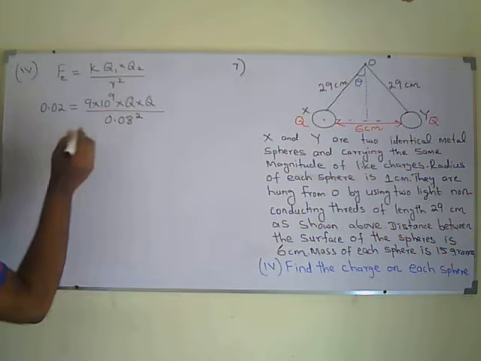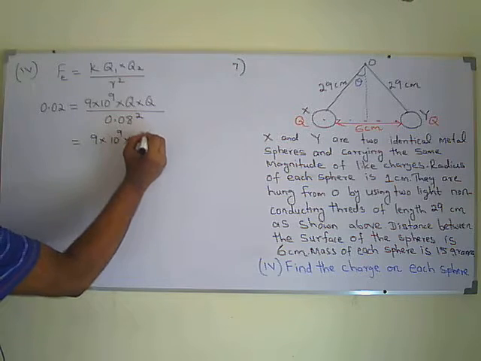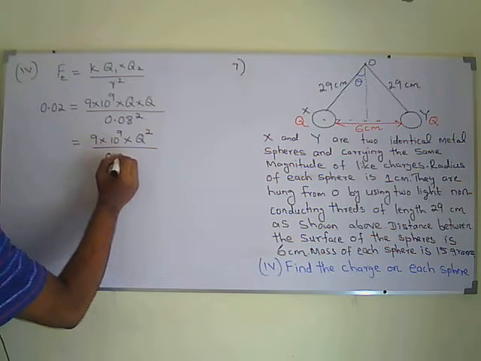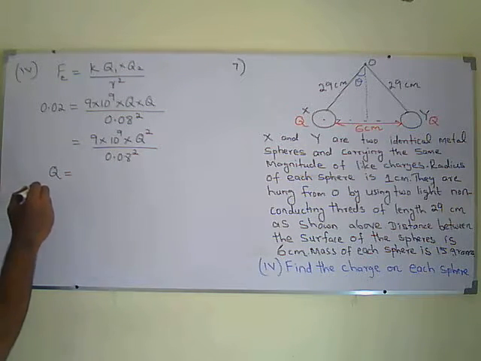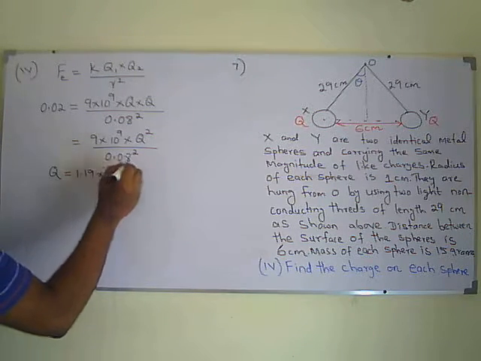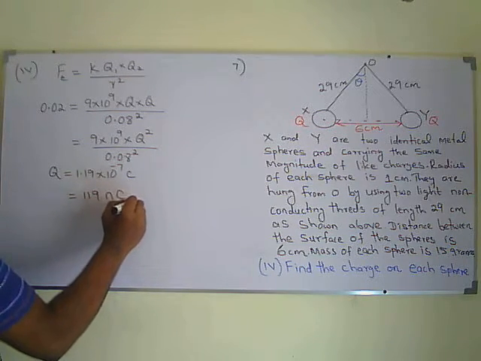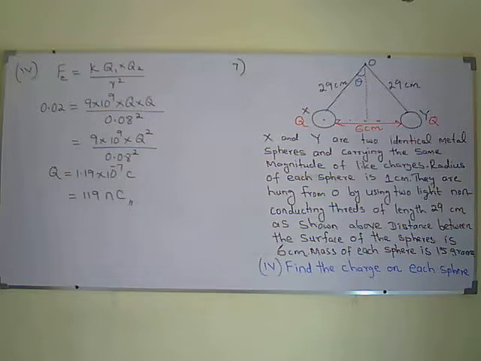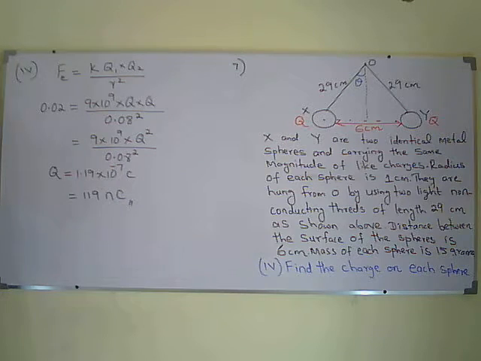So if you want, I can write that step again: 0.02 equals 9 into 10 to the power 9 times Q squared divided by 0.08 squared. Solve it, find Q, and you will get 1.19 into 10 to the power minus 7 Coulomb, or I can say this as 119 nanocoulomb. So each sphere is carrying a charge of 119 nanocoulomb, but they might be both positive or both negative, because they are carrying like charges of the same magnitude.